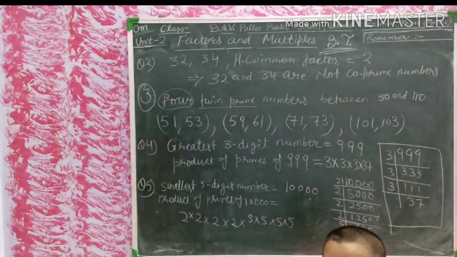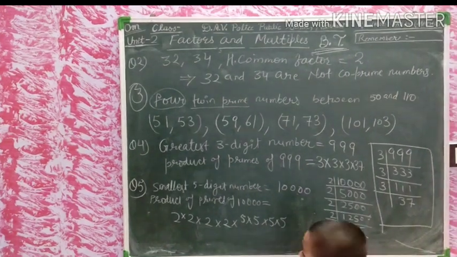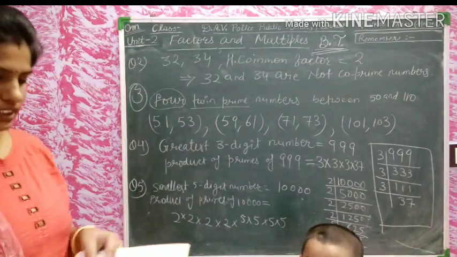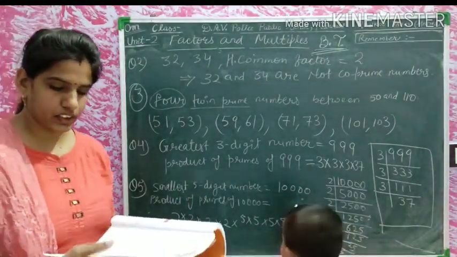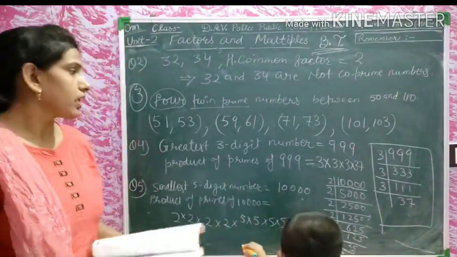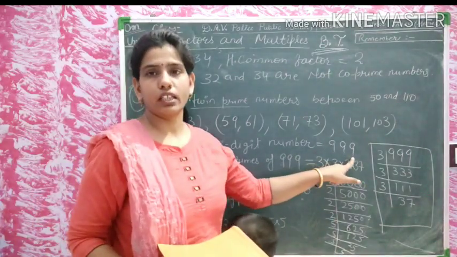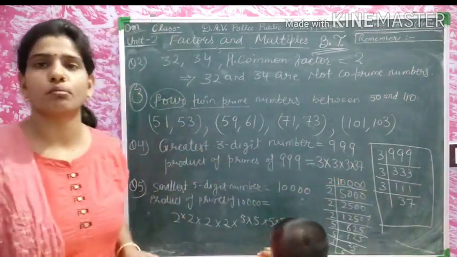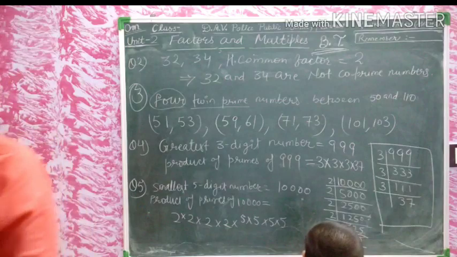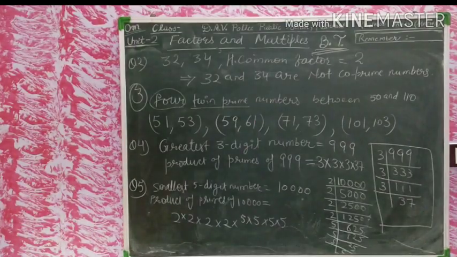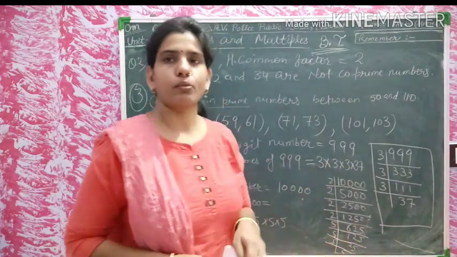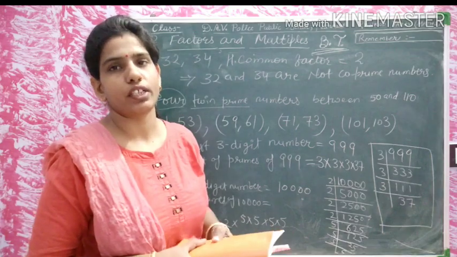So students, now we are doing question number 4. In question number 4, it is asking to express the greatest 3-digit number as a product of primes. The greatest 3-digit number is 999. We have to find the product of primes of 999, and product of primes means we have to find the prime factorization of 999.